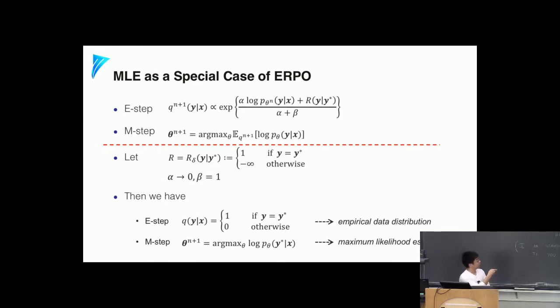And then at the M step, we are sampling from this Q distribution and maximizing the log likelihood of these samples. Now that Q is the data distribution, the M step is basically maximizing the data log likelihood. So with these configurations, our framework can recover exactly maximum likelihood learning. Yeah, this is the first instance.